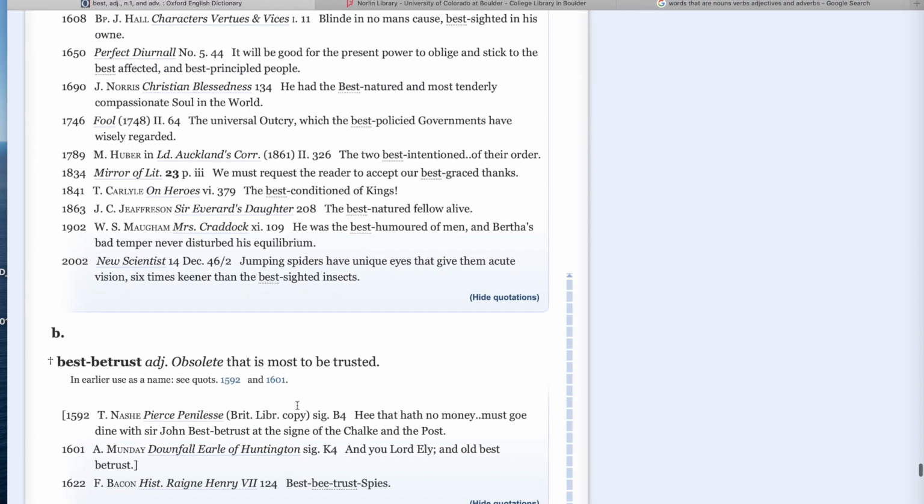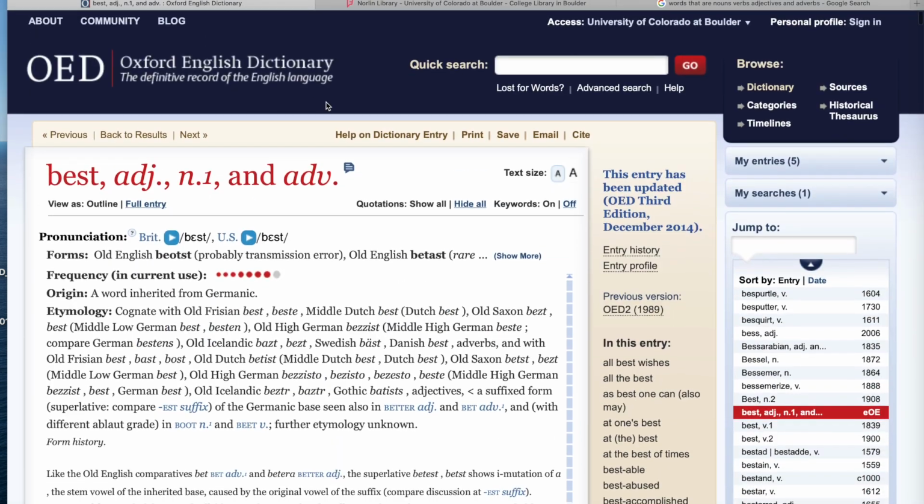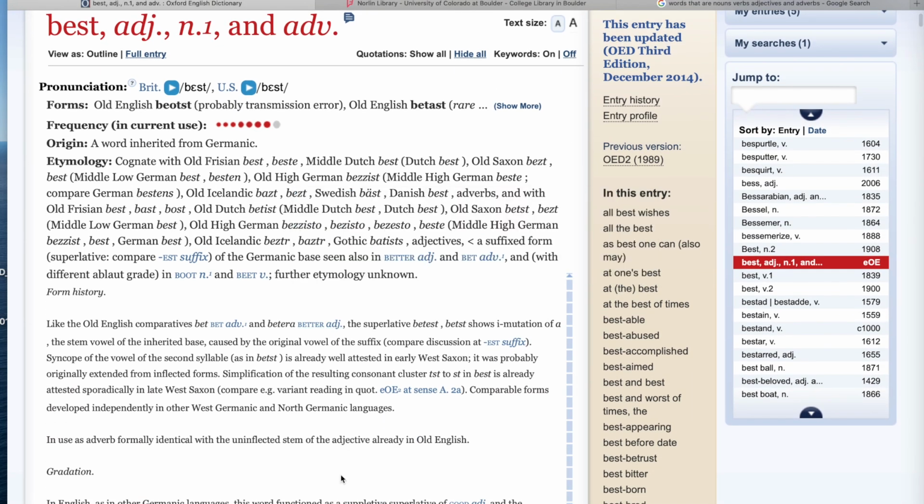Right, so I think I've made my point that best just goes on and on, right? So again, looking at this word, you can see how our simple high-frequency words tend to have the most complicated OED entries because of the fact that they're used in so many different ways.